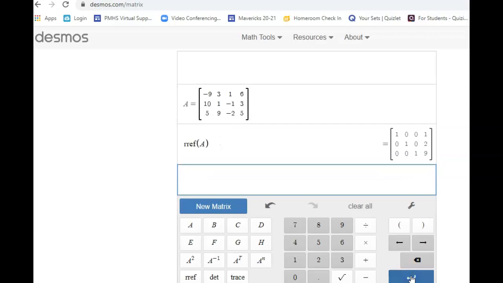And honestly, if you don't hit enter, that's fine, because what you want is what appears over here on the right side. Notice that it is also a 3x4 matrix, but it's a different 3x4 matrix. And notice that we have 1s in the diagonal here, and we have 0s in a lot of the other places, except the far right column has a whole bunch of numbers in it, 1 and 2 and 9. So let's talk about what that means.